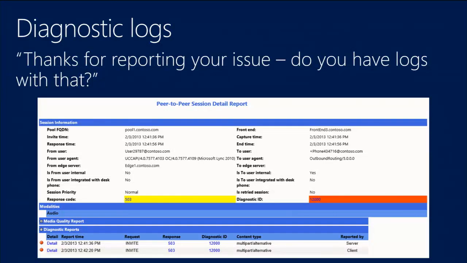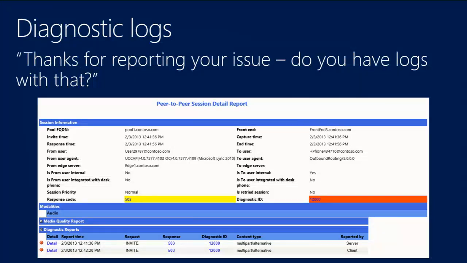But what I want to show you right away is I can find out why we detected that this is red, or why there is an issue. I can see right away that there's a diagnostic ID 1200. Okay? Do you guys know what diagnostic ID 1200 means? No. I don't know off the top of my head.